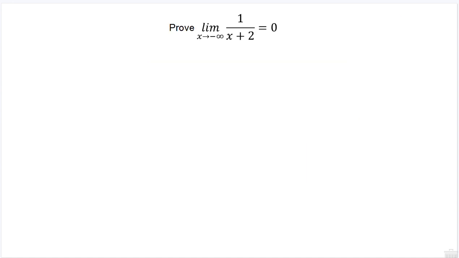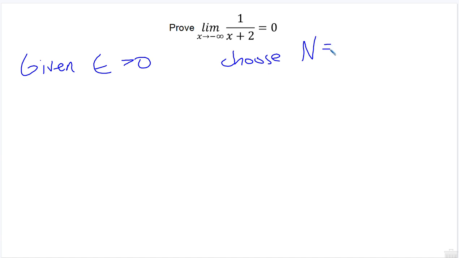So let's take a look at this next one. The limit as x approaches negative infinity of 1 over x plus 2 equals 0. So it's the same function, same result, it's going to equal 0, but this time we're going to do it in the opposite direction, towards negative infinity. So let's start with our given. Let's say our given is that epsilon is greater than 0, and we're going to choose some n. We don't know what that n is going to be.